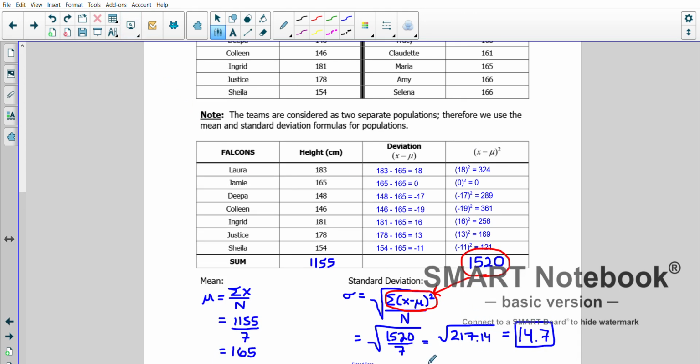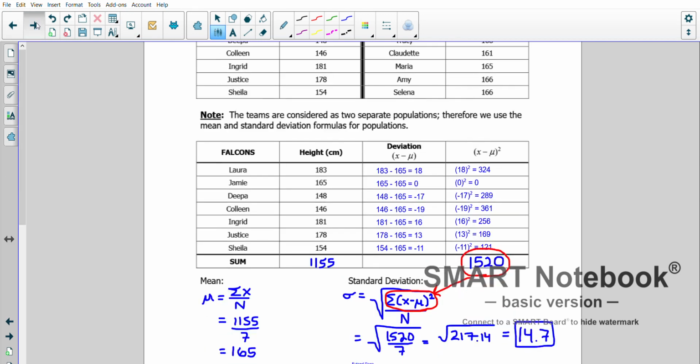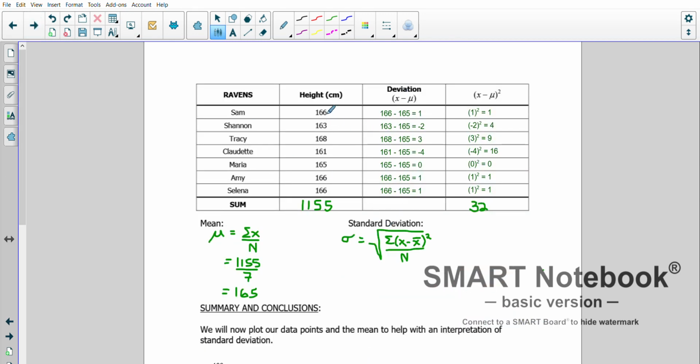Next we want to calculate the standard deviation of the Ravens. Again, I've gone ahead and done most of the work here, and if you notice, all the Ravens' heights, as you probably observed, are closer to the mean than the Falcons'. So we'll see how this is going to affect the standard deviation. I calculated the average height, added up all these values, and we got 1155 centimeters again. Divided by the 7 players, we got the same average height.